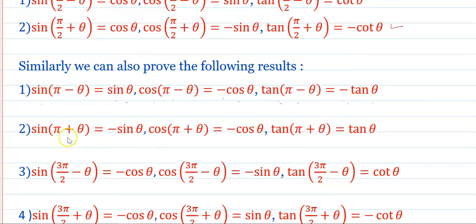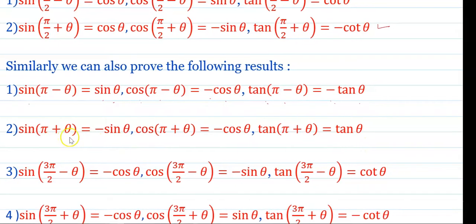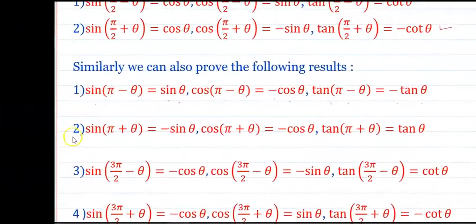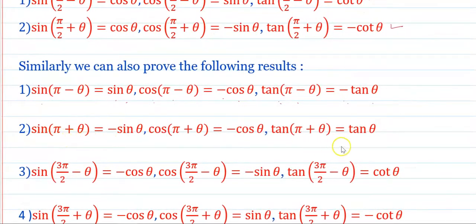Next, sin of pi plus theta is minus sin theta. Cos of pi plus theta is minus cos theta. Tan of pi plus theta is tan theta. Okay, all these trigonometric functions are in the third quadrant and in the third quadrant only tan is positive.